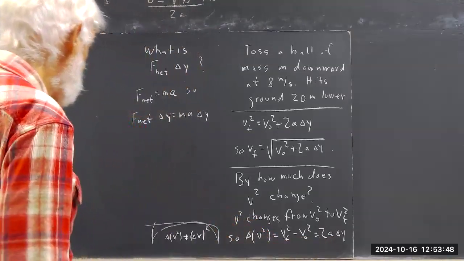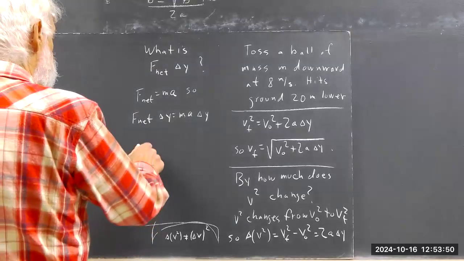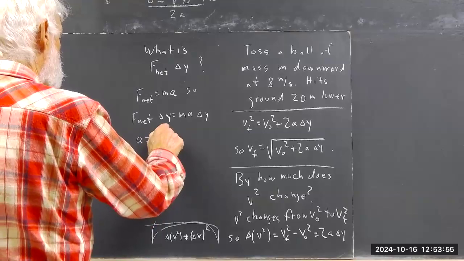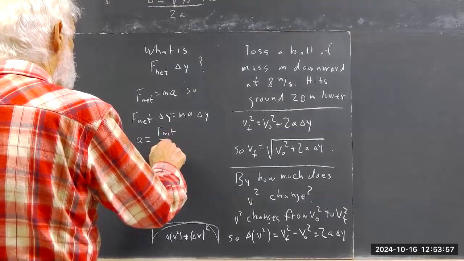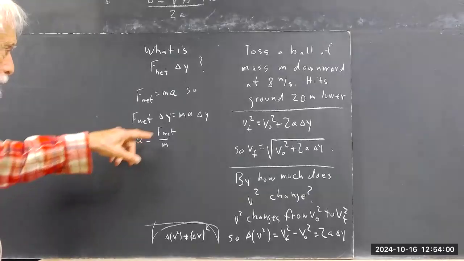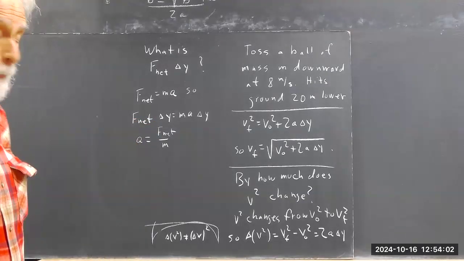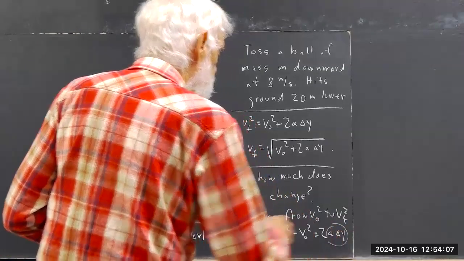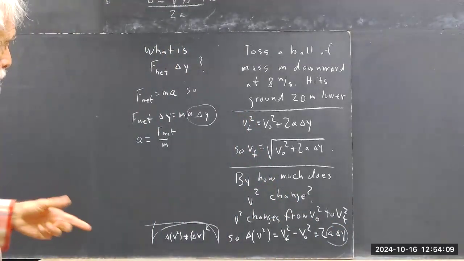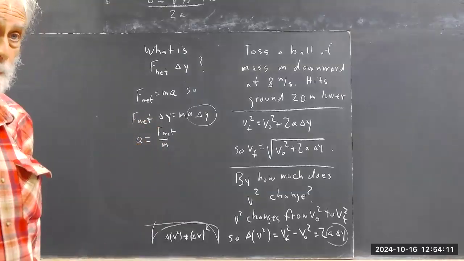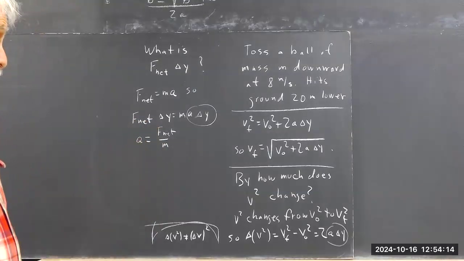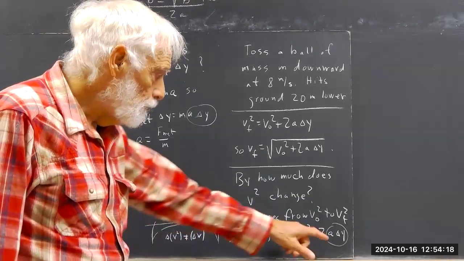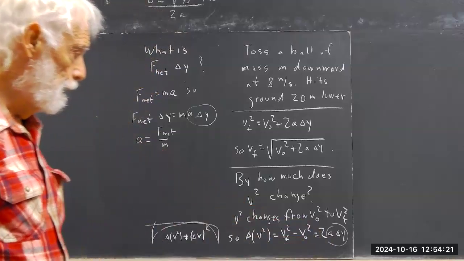So what a is, I'm switching gears on you a little bit. a is F net over m, right? Okay, well, we noticed we have this a delta y here. We have an a delta y here. What I'm going to want to do is replace a by F net over m. In fact, I'm not going to do that. You're going to do that. Correct? Replace a by F net over m.